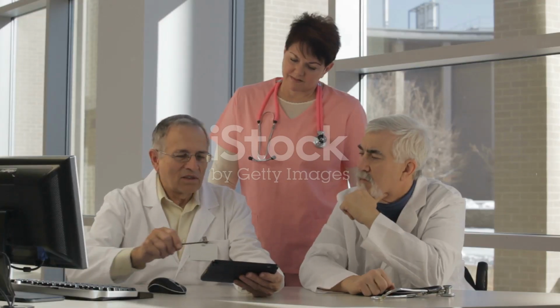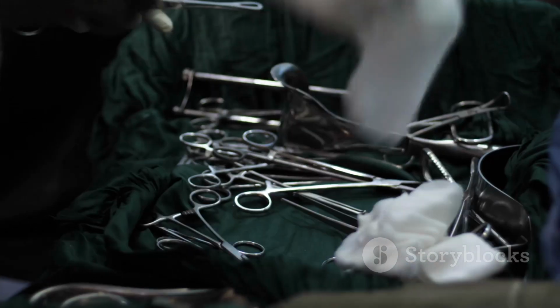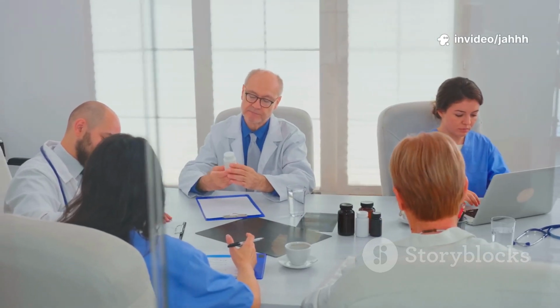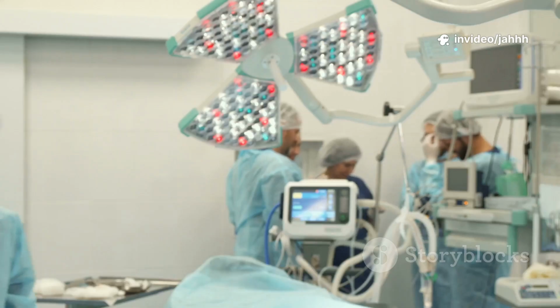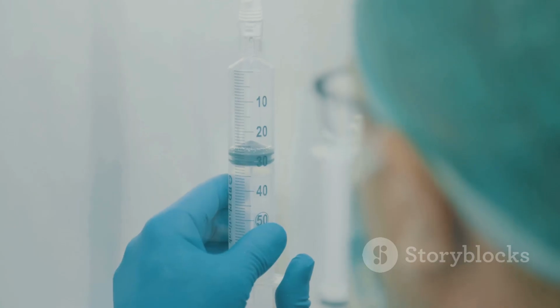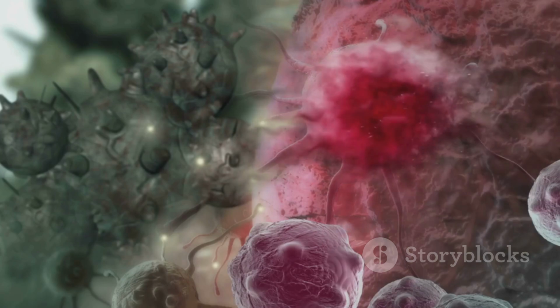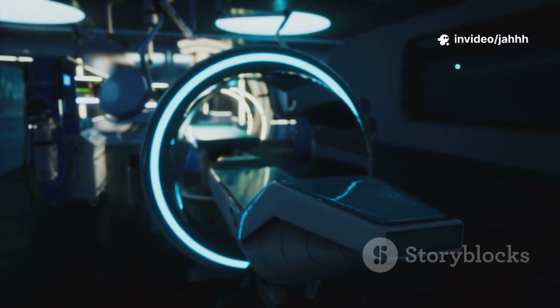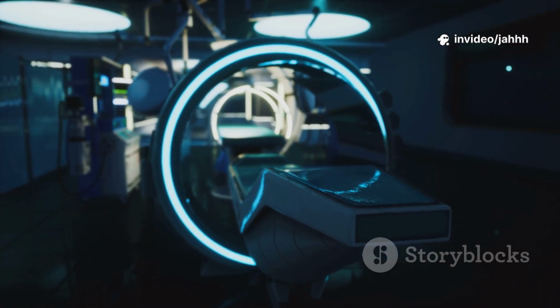Once cancer is diagnosed, doctors create a personalized treatment plan. The main tools are surgery, chemotherapy, and radiation, often used together. Surgery removes tumors. Sometimes it's a cure, sometimes it helps other treatments work better. Chemotherapy uses drugs to kill fast-growing cells throughout the body, but can cause side effects. Radiation targets tumors with high-energy beams, sparing healthy tissue as much as possible.